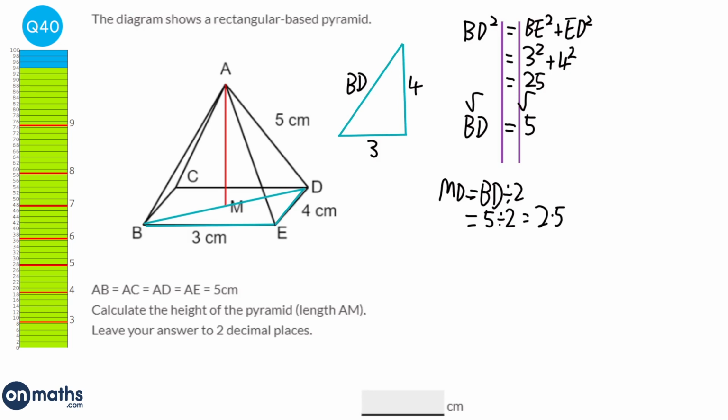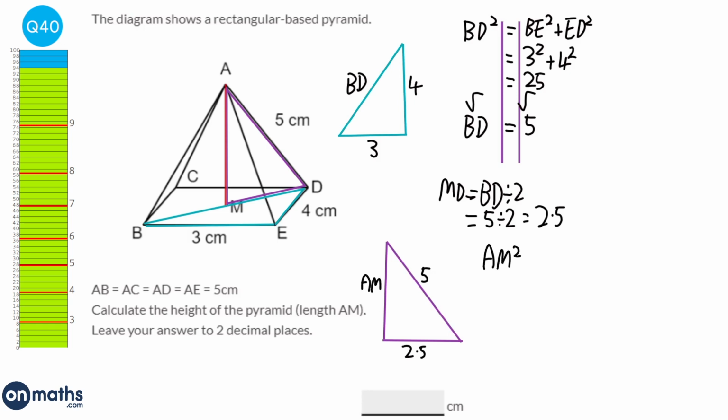Okay, next we're going to draw in another right angle triangle. It doesn't actually matter which side we take. I'm just going to take this side because we've worked out what MD is. And let's draw that out down here. Okay, so we've got the length of 5 here. We know the bottom bit is 2.5 and we're looking for the length AM.